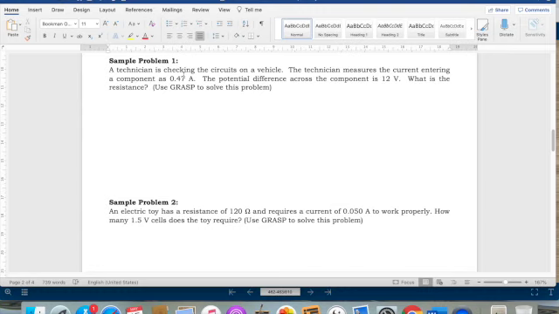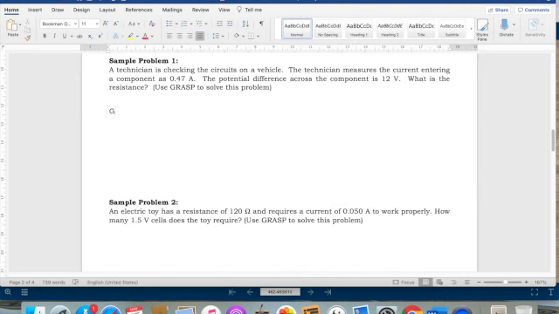Okay, so it says a technician is checking the circuits on a vehicle. Okay, it doesn't really matter. The technician measures the current entering a component as this many amps, right? 0.47 amps. Potential difference across the component is 12 volts. What is the resistance? Use GRASP to solve the problem. Okay. So reading through the question, there's some info that we don't really need. We're only really interested in these numbers.